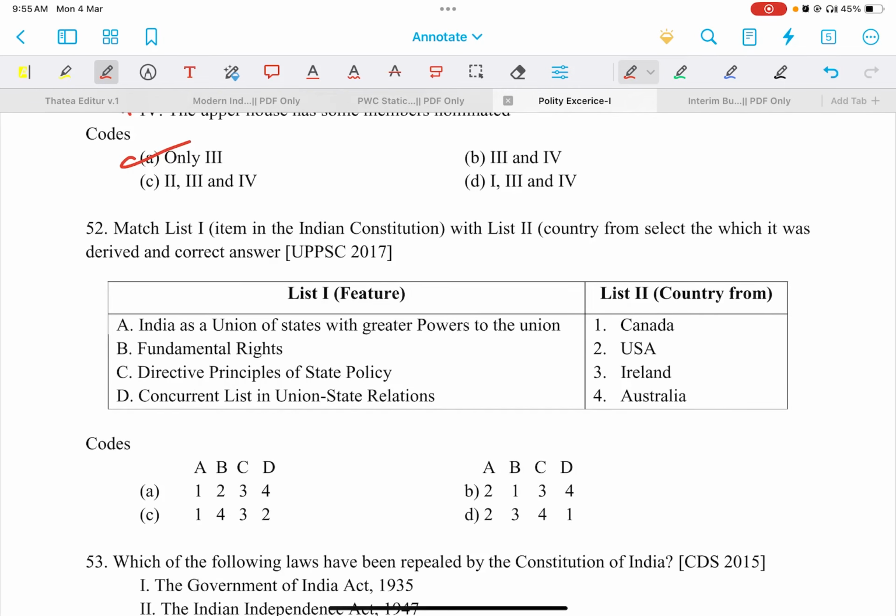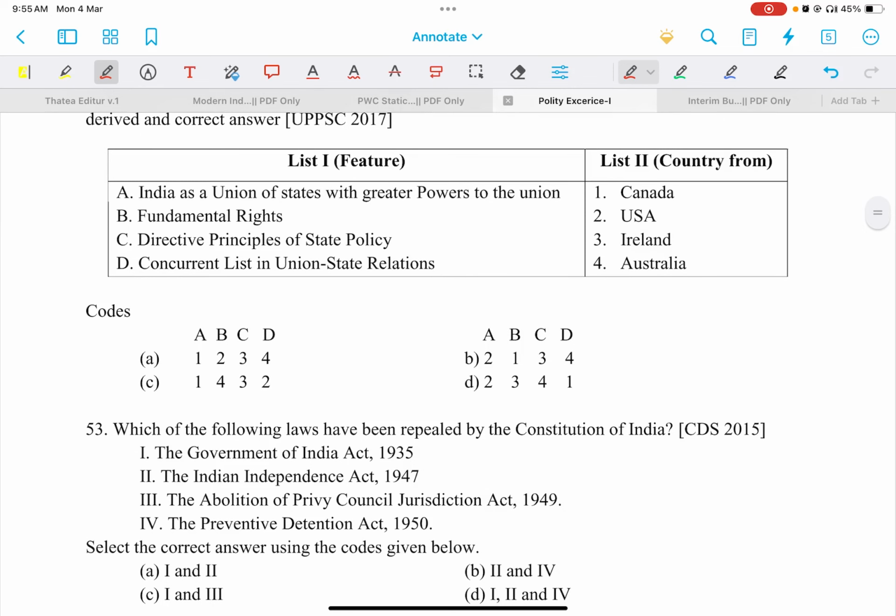Let's list one and list two. India is a union of states with greater power to the union, Canada. Fundamental right, USA. Directive principles, Ireland. Yes, 1, 2, 3, and 4 is the right answer.